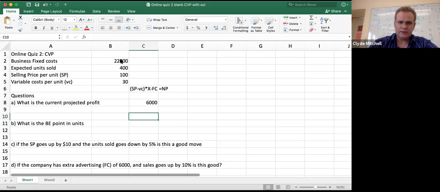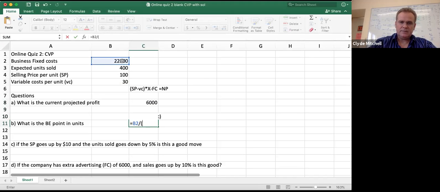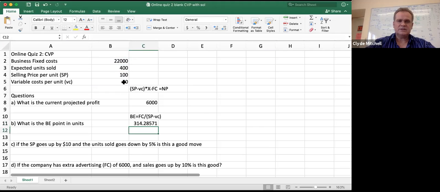Well, break even formula, let's remind ourselves what that is. So it's going to be equal to your fixed costs divided by selling price minus variable costs. Okay, so we have our fixed costs. We're going to divide that by our selling price of 100 minus the 30. It gives us 314.28 units. So we need to sell at least 315 units in order to break even.